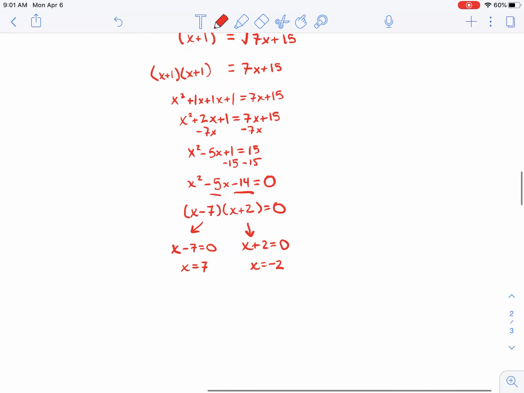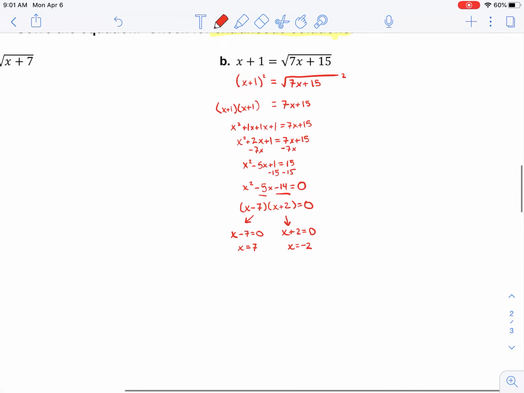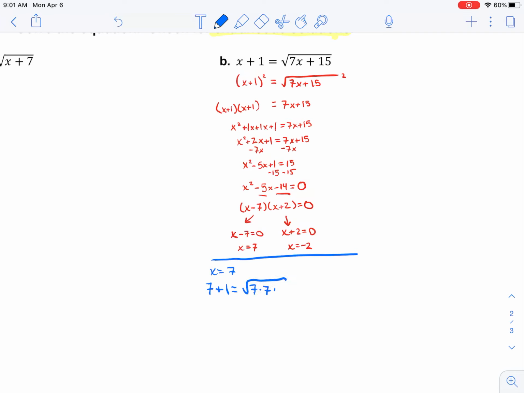Okay, so we have two solutions here. Now you're going to have to go through and plug both solutions into the original equation. Let's start with our x equals 7. I plug in 7 plus 1 equals the square root of 7 times 7 plus 15. So we have 8 equals the square root of 49 plus 15.